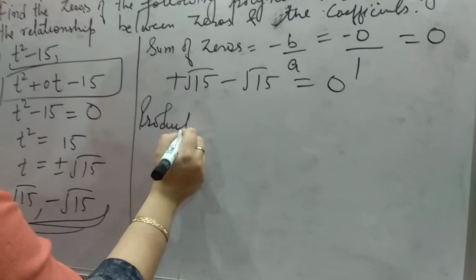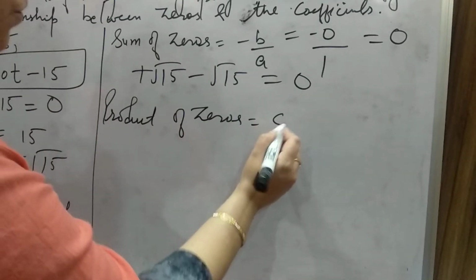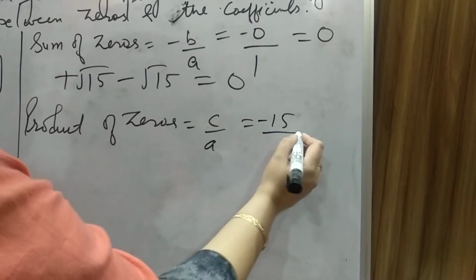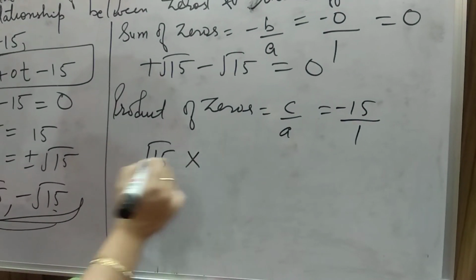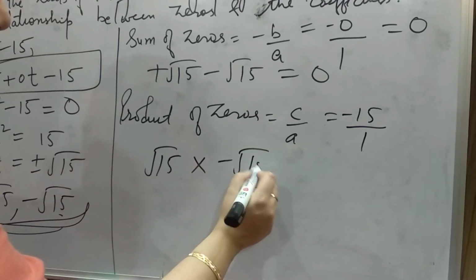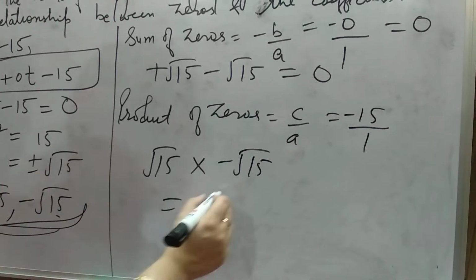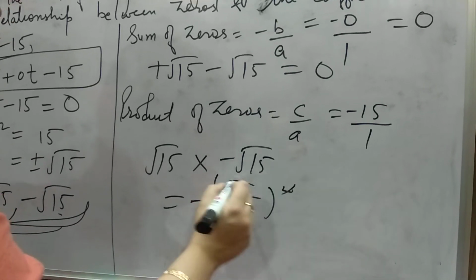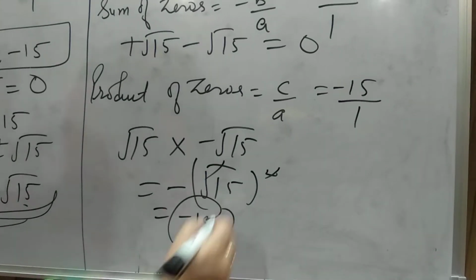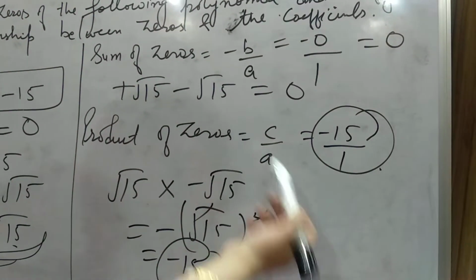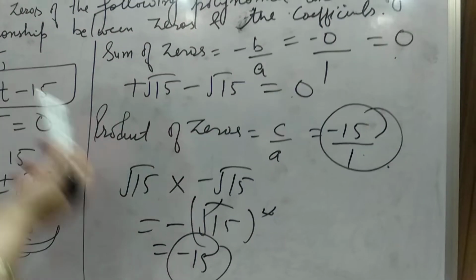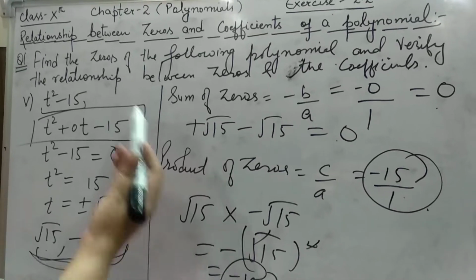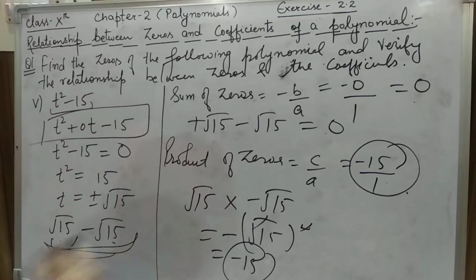Product of zeros is equal to c upon a. C upon a means minus 15 upon 1. And if you find the product of zeros from here, plus root 15 into minus root 15, which is minus root 15 square. Square and root cancel, which is equal to minus 15. So here also minus 15 is there. So product of zeros is minus 15, minus 15, and sum of zeros is 0 and 0. So in this way we can find the zeros of the polynomial and verify the relationship between zeros and the coefficients.